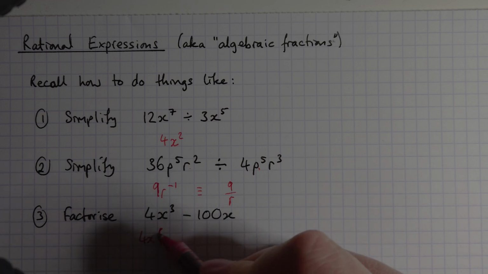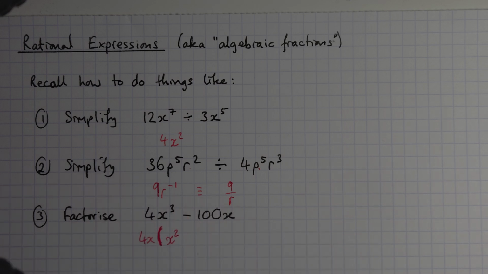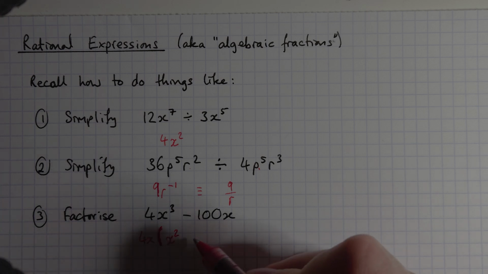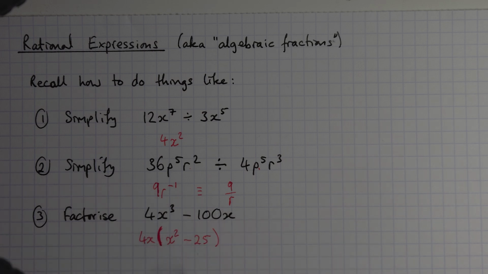I would have to multiply 4x by x squared, wouldn't I, to get this? 4x times x squared is 4x cubed, and you multiply 4x by 25 to get the 100, so it's just minus 25, isn't it? Because I've already got the x that I need there. If you're ever unsure of a factorisation, you can always expand it to check. So that's 4x cubed when you add the powers, yep, and minus 100x, yep, that definitely works.